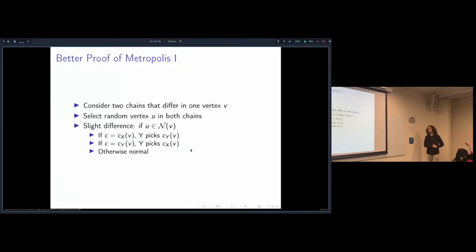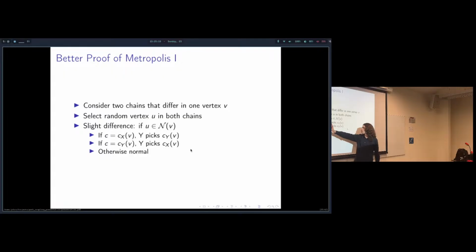Cool. So we're going to look at our exact same chain as before, except we're going to couple it slightly differently. The main difference is that the first thing we're going to say is that the two chains start in configurations that are exactly one vertex apart, right? So they agree on every color except one.